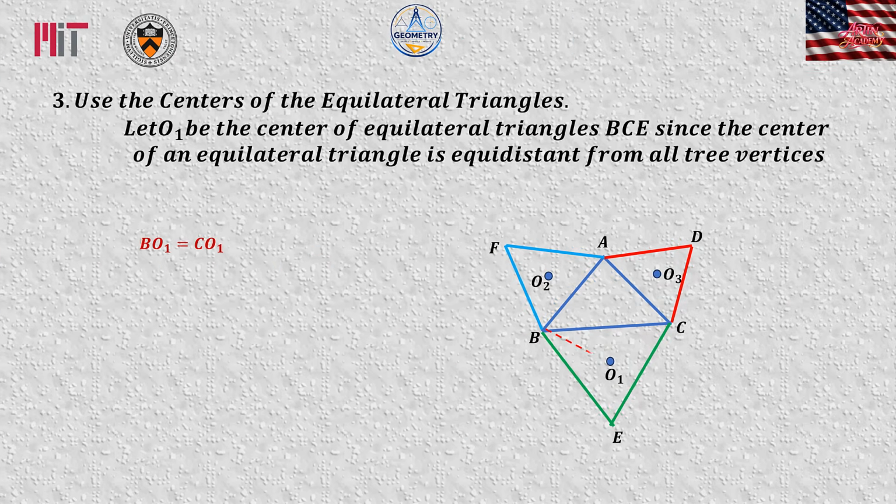The three centers. Now consider the centers of the three equilateral triangles. Let O1 be the center of triangle BCE. Because BCE is equilateral, O1B equals O1C equals O1E. Let O2 be the center of triangle ABF. Therefore, O2A equals O2B equals O2F. Let O3 be the center of triangle ACD. Therefore, O3A equals O3C equals O3D. These equal distances are important for the proof.